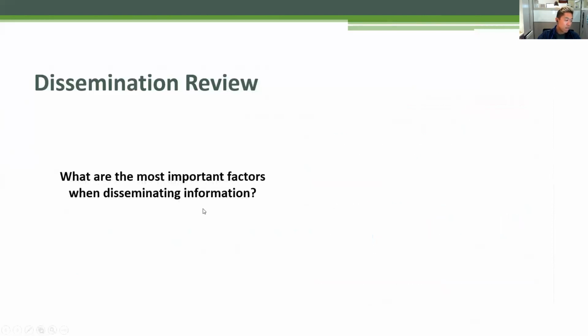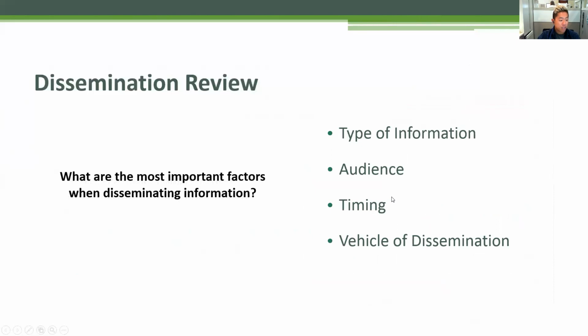What are the most important factors when disseminating information? So you really want to focus on the type of information that you're sharing, the audience that you're sharing it to, the timeline of how you're sharing the information, and most importantly, the vehicle. So using a vehicle that will cater to and be able to accommodate all 3 things before.